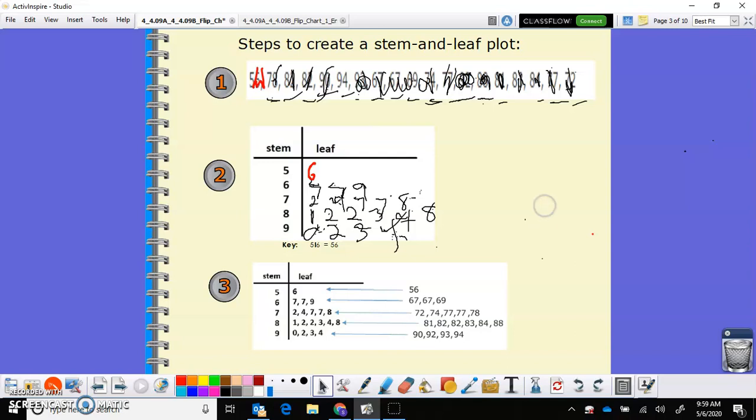Okay, so when I put this together, if I'm looking at the stem and leaf plot, what that means on this one right here, let me use my cursor. This right here represents 56. This would be the tens column, and this is the ones column. That's what this key tells us. And then 67, 67, 69. I've got those written out to the side here. Then I have 72, 74, 77, 77, 78. I have 81, 82, 82, 83, 84, 88. I have 90, 92, 93, and 94. Okay, so that is how to create the stem and leaf plot.